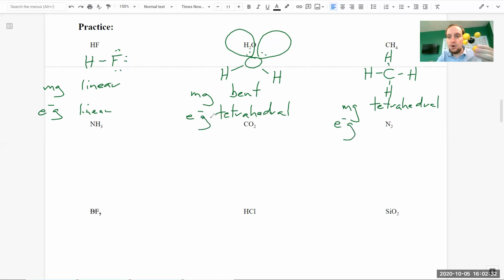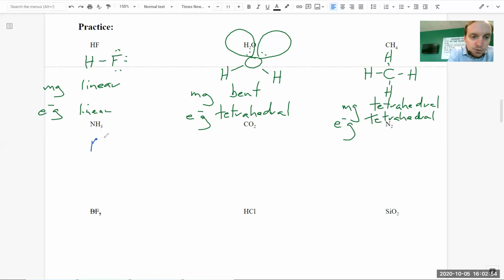again, because there are no extra electrons on this carbon here, there is nothing that is unbonded, then these 2 are going to be the same. There's going to be no difference. So this is still tetrahedral for molecular and the electron geometry. Okay? The next one we're going to do is going to be ammonia, NH3.